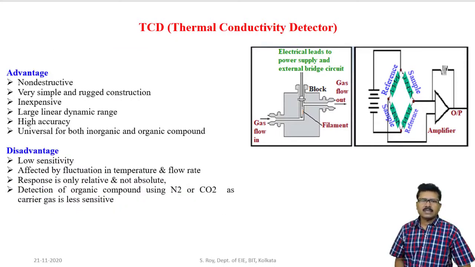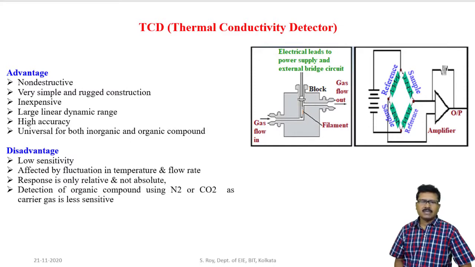Now, the different advantages and disadvantages of the thermal conductivity detector. The thermal conductivity detector is non-destructive in nature, meaning if we want to use the sample again for further analysis, then we can collect this sample. It has a very simple and rugged construction. It is inexpensive. It gives linear output for a large range, gives accurate results, and this thermal conductivity detector is universal for the case of organic compounds and inorganic compounds.